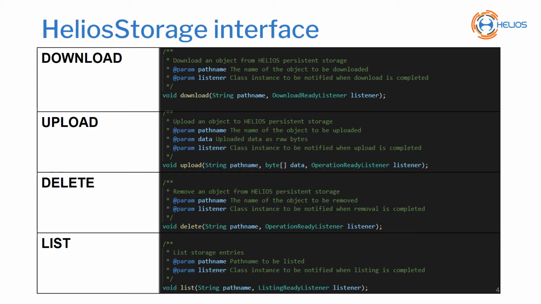The main interface is called Helios Storage that provides 4 basic operations: download, upload, delete, and list. Download operation can be used to download the objects from Helios Storage, and upload can be used to upload objects to this storage. Then there's also this delete operation to remove these objects from the storage, and the list operation to list the content of the storage.